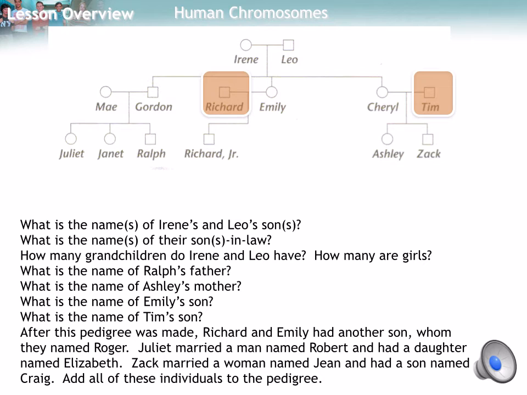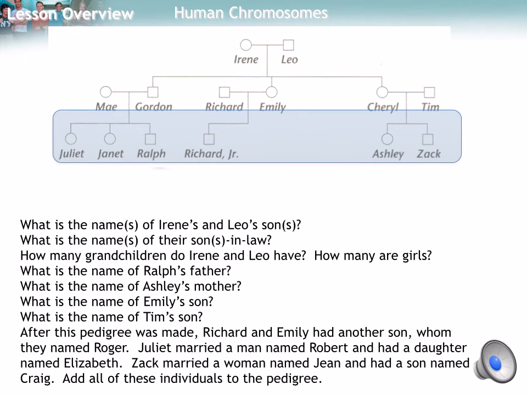So then the next question is, how many grandchildren do Irene and Leo have? Well, to see that, we've got to look at the third generation. In the third generation, those are all Irene and Leo's grandchildren. And of all those grandchildren, there are going to be three girls. We have Juliet, Janet, and Ashley, and they are represented by circles.